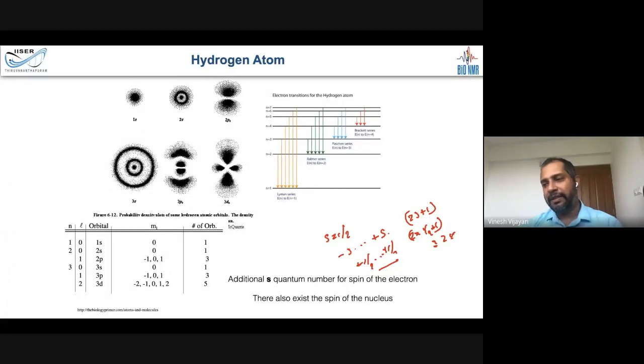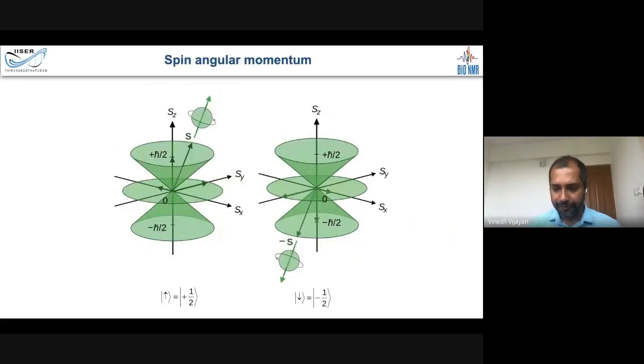But what is a physical picture? We can clearly see how mathematically they are related, S and MS value. But what is the actual physical picture? Now, this is a standard picture that you can see in many of the books about angular momentum. It's not only for spin angular momentum, but for many other angular momentums. Now, I'll try to explain why this is.